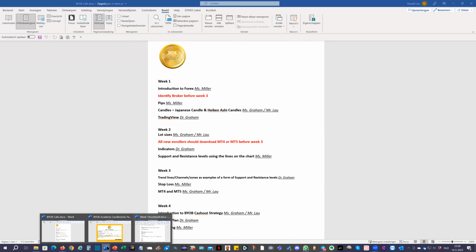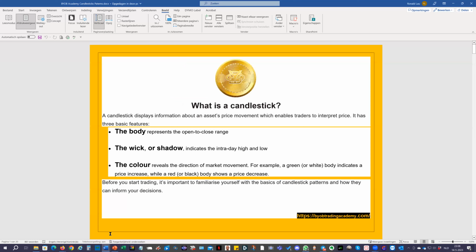Okay, so we are definitely going to get started. We are going to be looking at candlesticks. Now, for those of you who were here last week, welcome back. We are looking at candlesticks. Yes, they display that information that you and I need. Yes, it actually looks at an asset's price movement. And that way we as traders can interpret the price. Now we did cover the body, what the body represents. It's all here for you to see. Yes, it represents the open to close range.